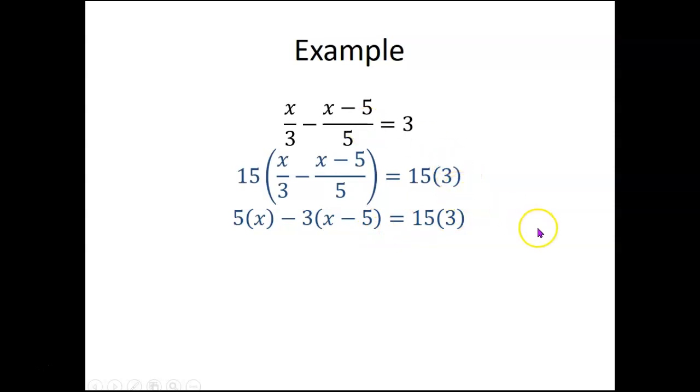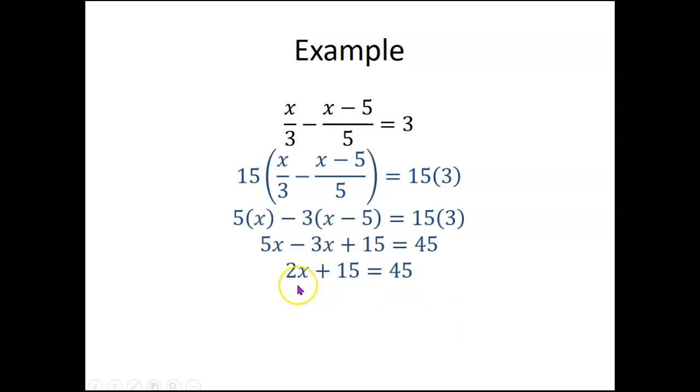Okay, so now there's no more fractions. Now we just continue on with our strategy. Multiply this out to remove the parentheses. We get 5x minus 3x plus 15, because a minus 3 times a minus 5 is a plus 15, equals 15 times 3 gives me 45. See any like terms we can combine? 5x minus 3x is 2x. So now 2x plus 15 equals 45.